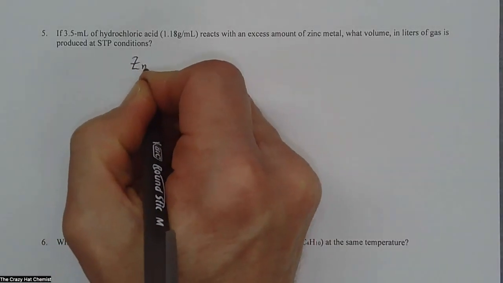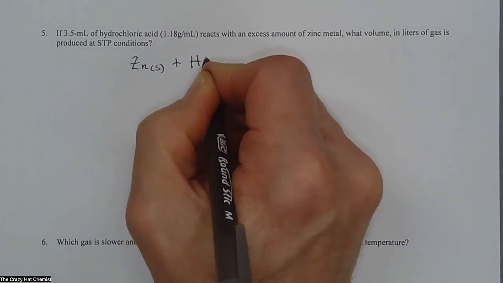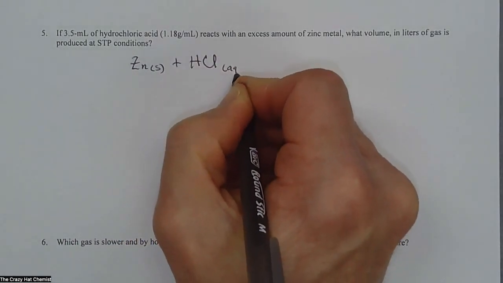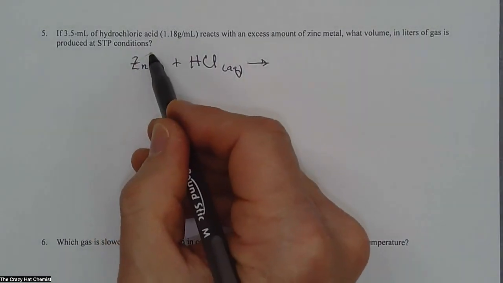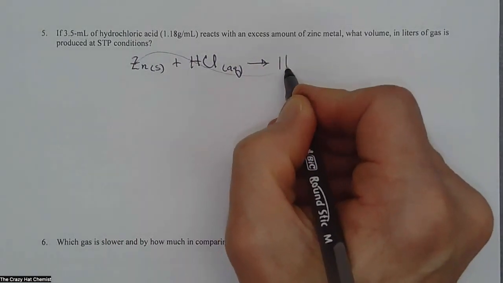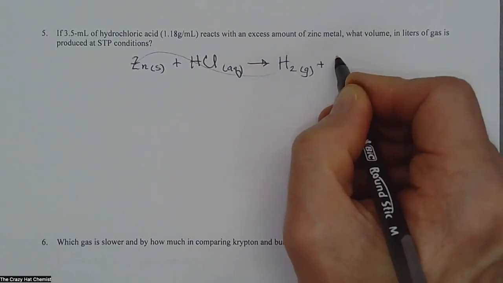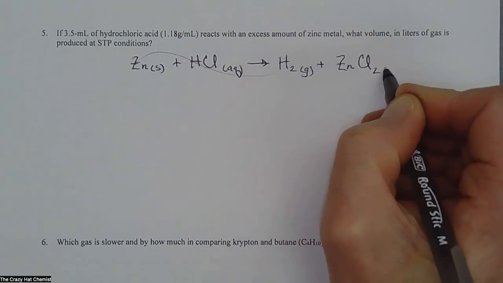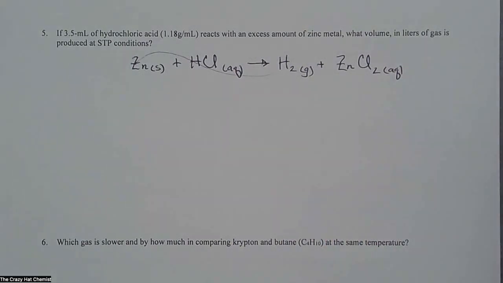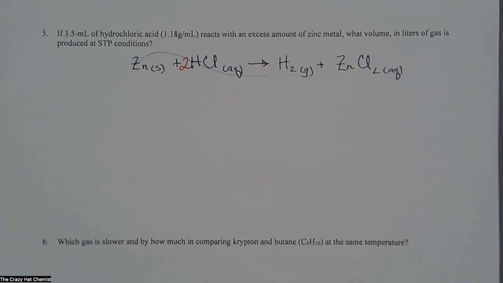So zinc, that's a solid. It reacts with an excess amount of hydrochloric acid. That's HCl, aqueous. This is a single displacement reaction. The zinc is going to displace the hydrogen. You will have hydrogen gas that is diatomic, plus zinc chloride. Zinc has a 2+ charge. Chloride has a 1- charge. This is going to be aqueous. Then what we need to do is balance this. There's going to be a stoichiometric coefficient of a 2 in front of the hydrochloric acid.